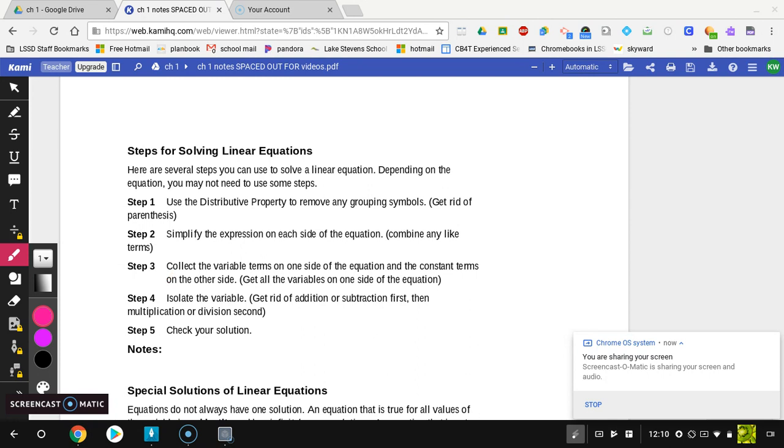Step 3, you're going to collect the variable terms on one side of the equation and the constant terms on the other side. In other words, you're going to get all the variables on one side of the equation and get everything that doesn't have a variable on it, move it to the other side of the equation. Then we're going to go to getting our variable by itself, isolate the variable. So remember our steps, we always get rid of addition or subtraction first, then multiplication or division second. And then we always want to go back and make sure we are checking our answers.